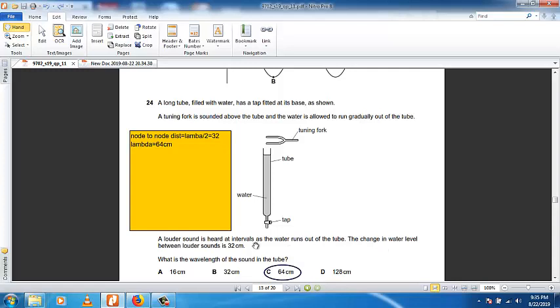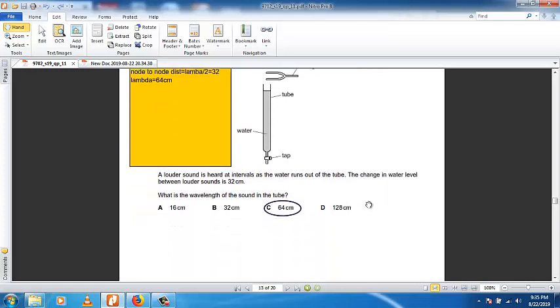This question has been asked several times in the past. We have to identify that the change in water level between louder sounds is 32 centimeters. That means that the node to node distance is 32 centimeters, and node to node is lambda by 2, which is 32. So lambda becomes 64. So lambda, which is the wavelength, is 64.